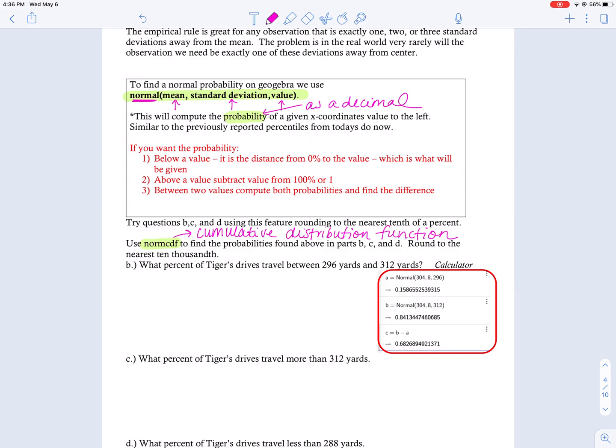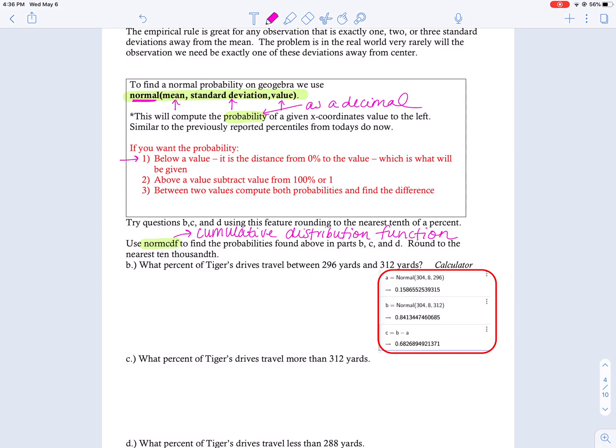If you want the probability below a value, its distance from 0% to the value, it's going to be the value that it's given. Think about the do now. When they said it was the 86th percentile, that means the score you scored at or below 86% of the people. So when you're looking for at or below a given value, it's what it's going to be given.